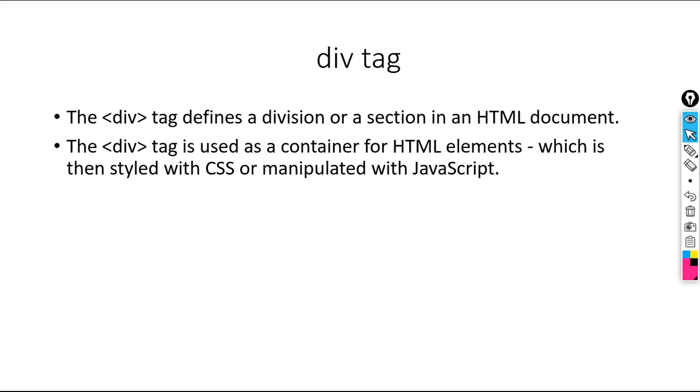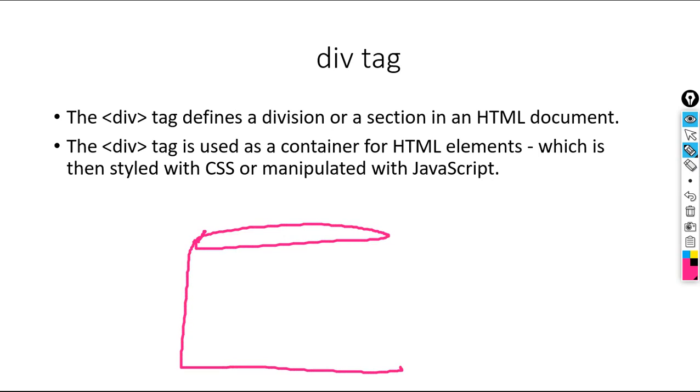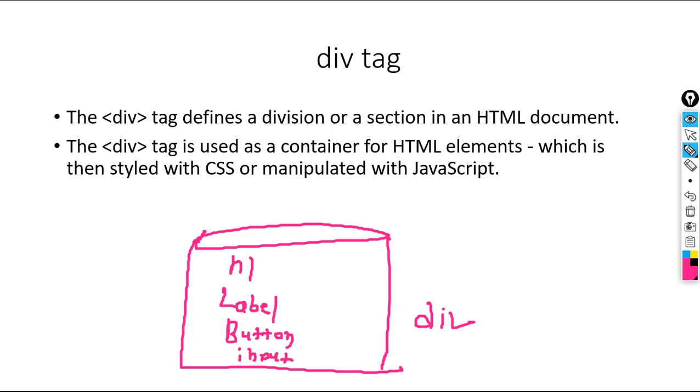Okay, let me explain. Just for understanding purposes, suppose this is one container. Let's name it div. Inside the div we have many elements: h1, label, button, input. Correct? So these are elements of HTML. All these elements are inside this container, the div container. Correct?